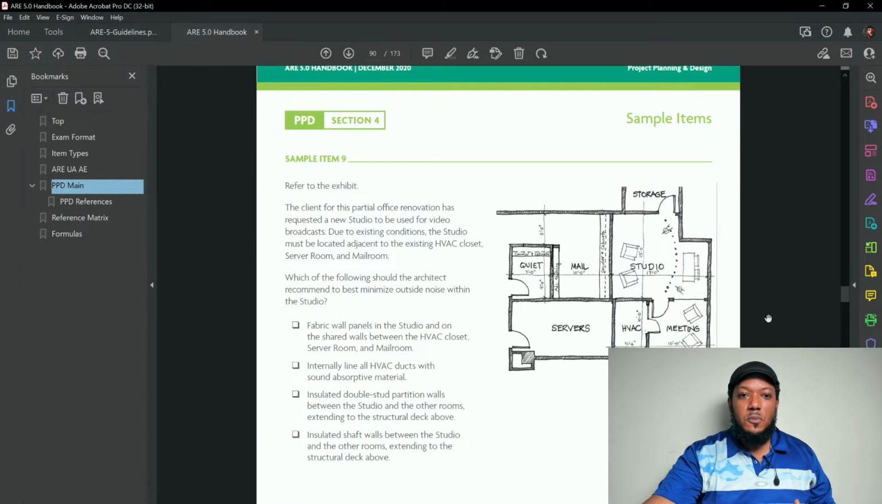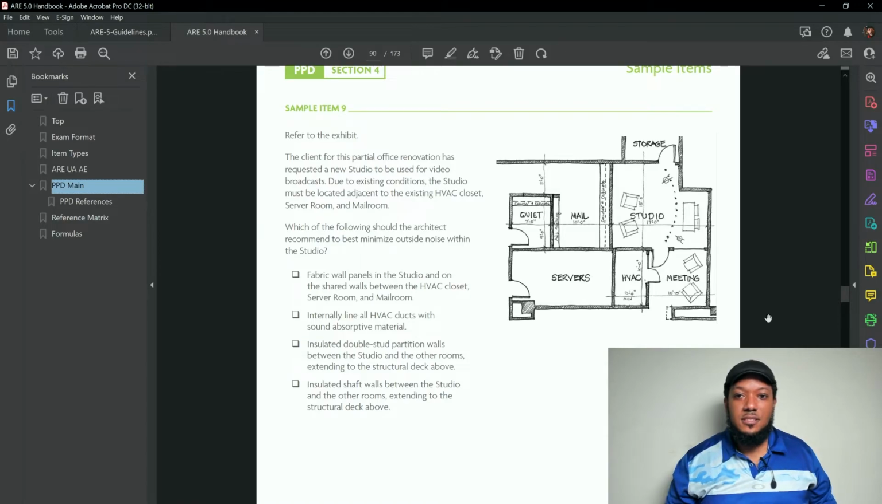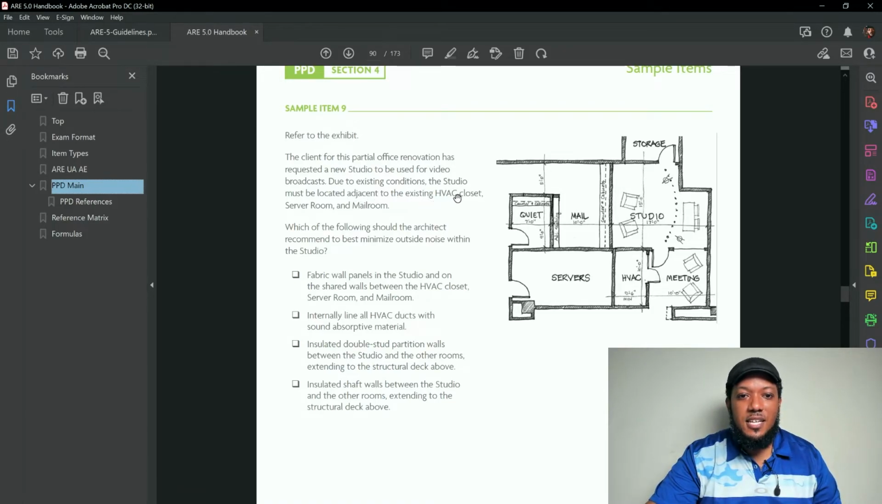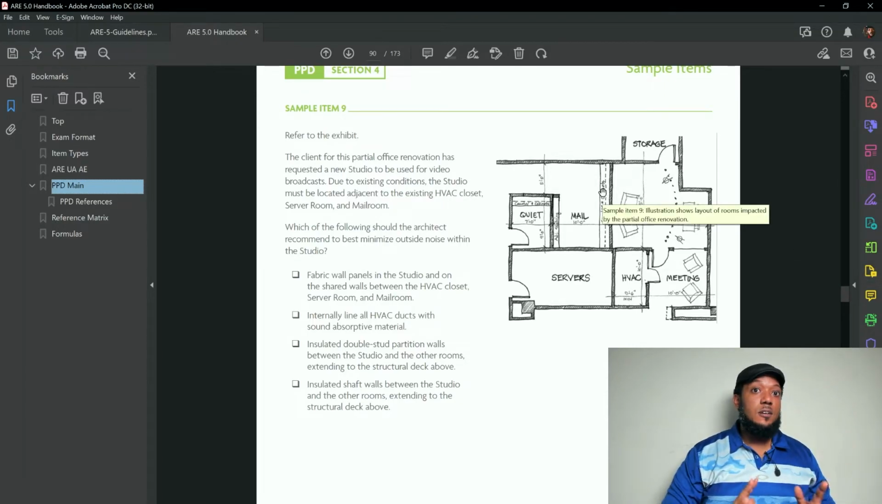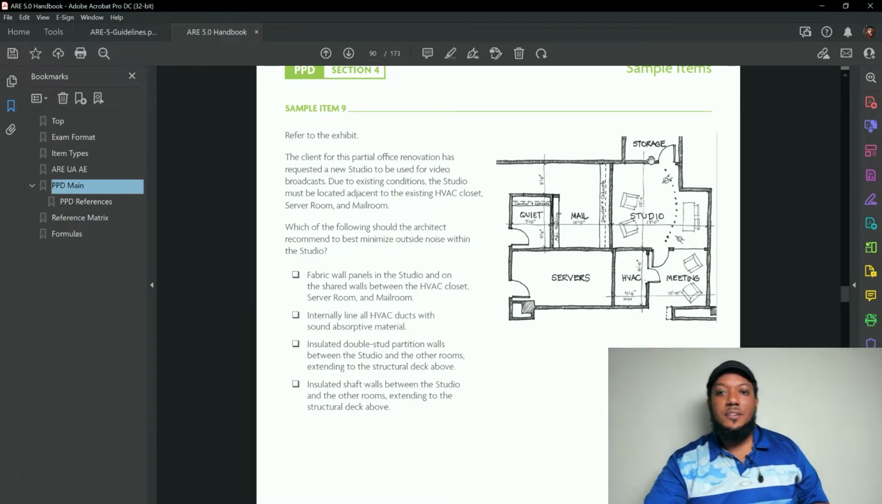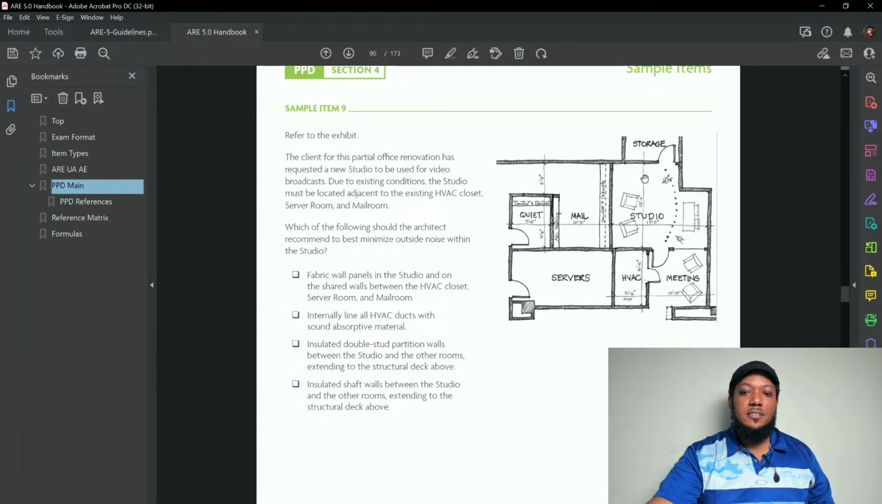And then when we look at this question, is another one. It's talking about a client for a partial office renovation who has requested a new studio to be used for video broadcast. Due to existing conditions, the studio must be located adjacent to the existing HVAC closet, service room, and mailroom. That's immediately going to trigger you to think, boom, there's sound, there are things that are going to get in the way of this silent room. So what's the best way to deal with this?